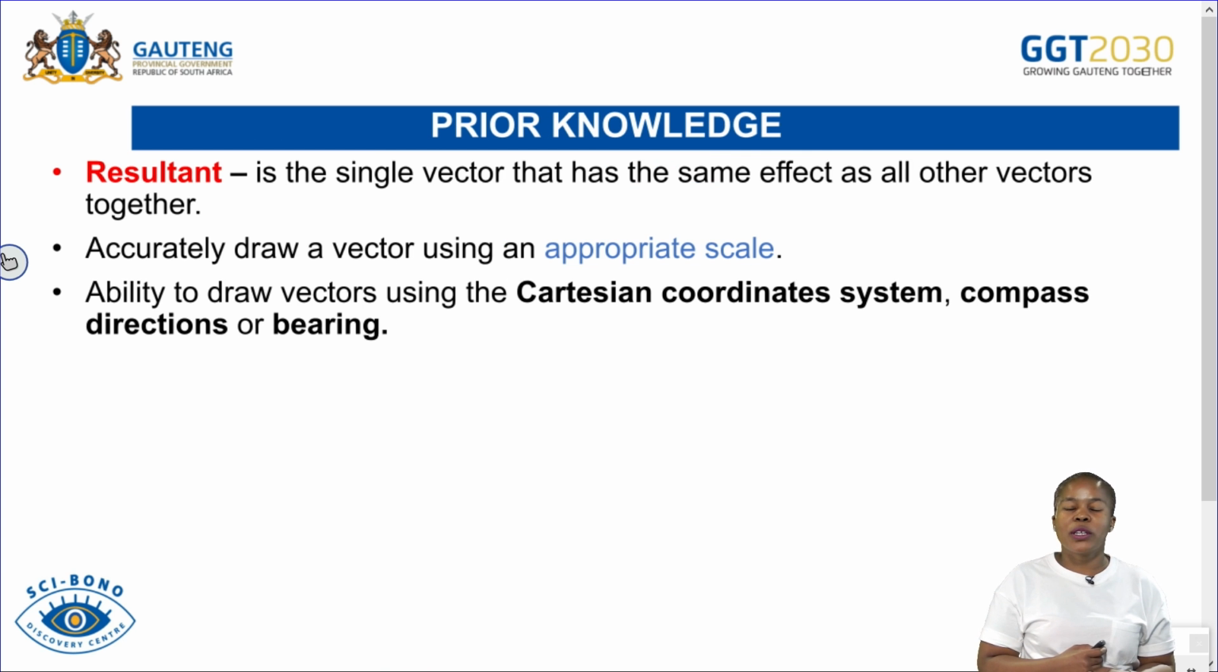Prior knowledge, what should we be knowing by now? We should be knowing what a resultant force is: a single vector or a single force that has the same effect as all the other vectors that are acting together on that particular object. We need to be able by now to accurately draw a vector using an appropriate scale. We should also be able to draw vectors in a Cartesian plane coordinate system, in a compass direction, or using bearing. Whichever is given to us, we should be able to find the direction of these vectors.